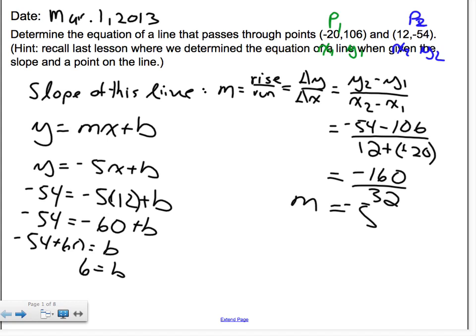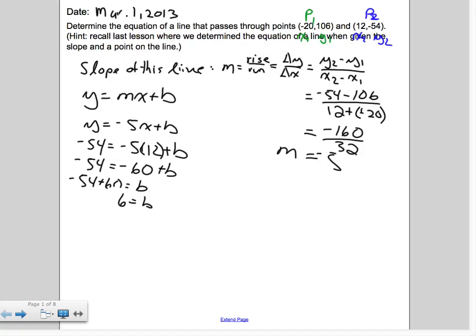You need to answer the question at the very end. It's a shame you do all this work. The question might be out of 3 marks. You do all this work, and you get 2 out of 3, only because you didn't put the pieces back together and answer the question. Okay? So therefore, the equation is y is equal to negative 5x plus 6.